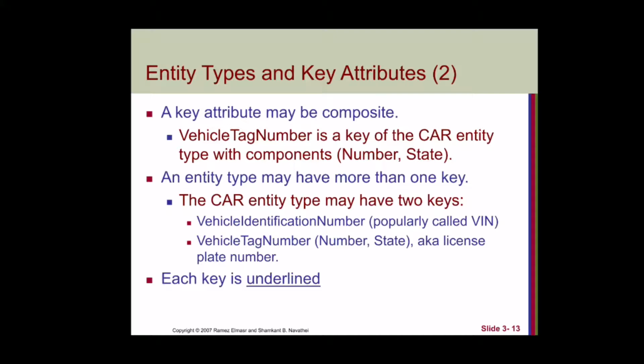So in this particular case of a car, we have two different keys, which are different from each other, and each key is underlined. If you have a primary key in a table, we are going to underline it.